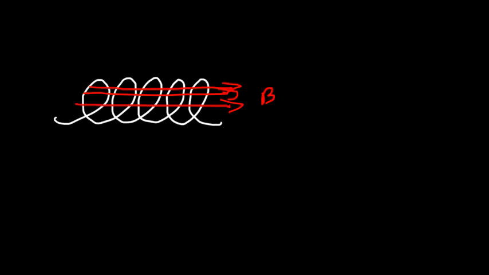Outside of the loop, the magnetic field is weak. So the magnetic field will travel in a circular pattern. So to derive the formula for a solenoid, we need to create a path of the magnetic field. So let's draw a rectangular path.